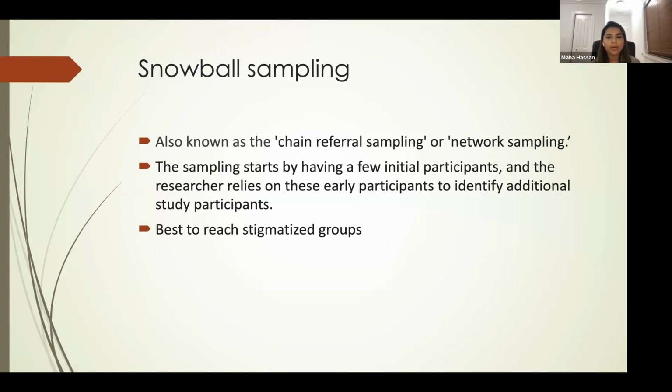You have to connect with them. Similarly for HIV, different groups, basically the stigmatized populations, the hard to reach populations, you have to reach out to your networks. The sampling starts by having a few initial participants, and the researcher relies on these early participants to help identify additional study participants.